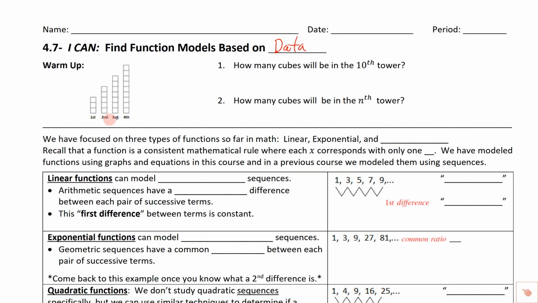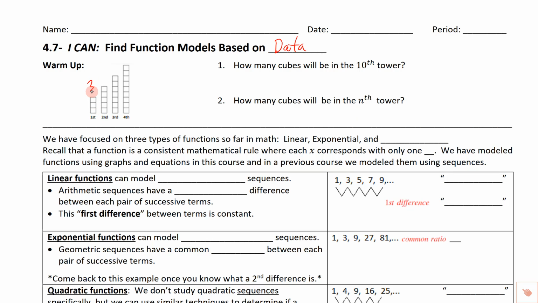This is the first figure, second figure, third figure, and fourth figure, and so forth. And what we want to do is figure out how many cubes will be in the 10th tower and how many cubes will be in the nth tower. So kind of a numeric example to start off with, and then a little bit more of an algebraic example. So let's just count them up.